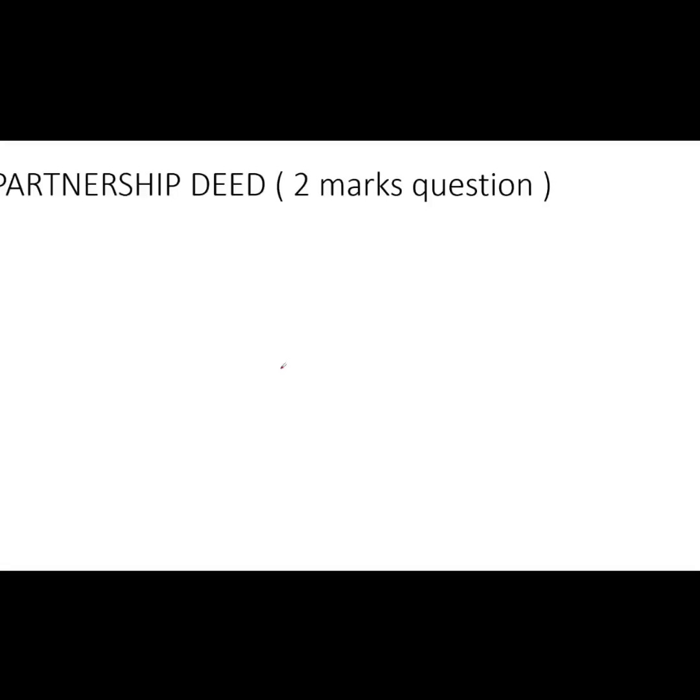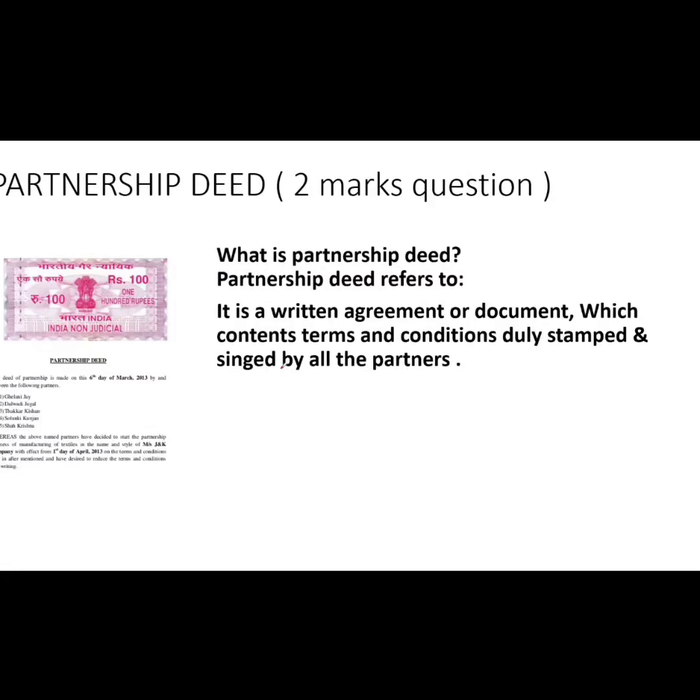In the partnership definition, we had seen that a partnership firm is created by an agreement. And this agreement can be an oral or a written agreement. So what is this partnership deed? A partnership deed is a written agreement or a document which contains the terms and conditions which are duly stamped and signed by all the partners. So this is called a partnership deed.